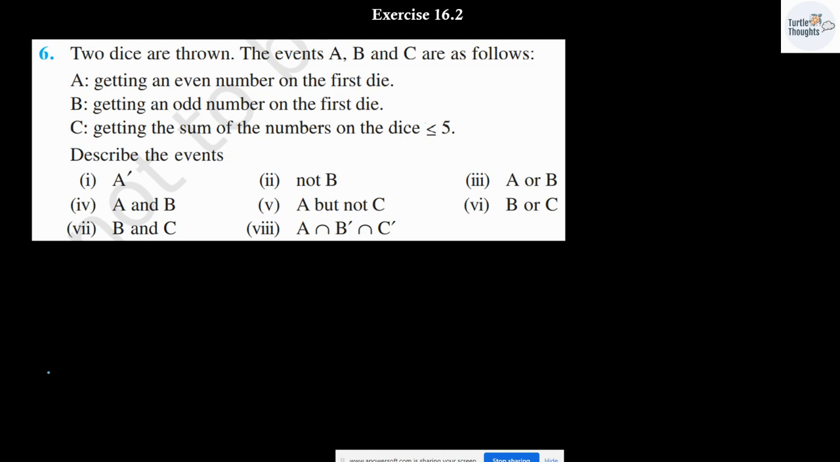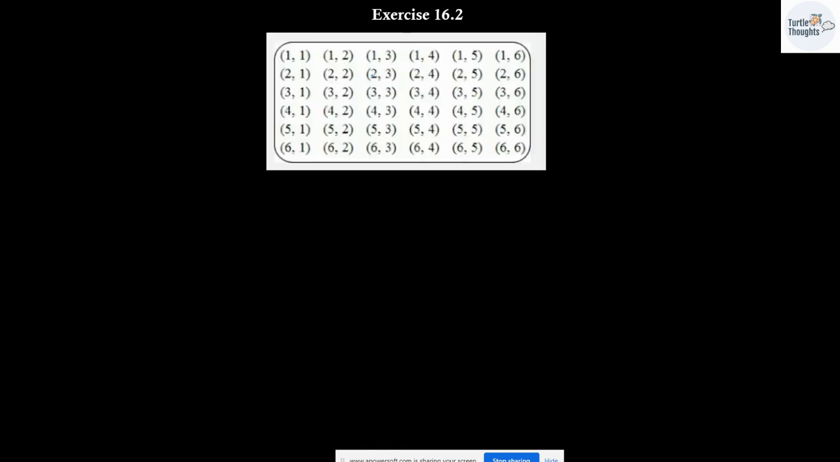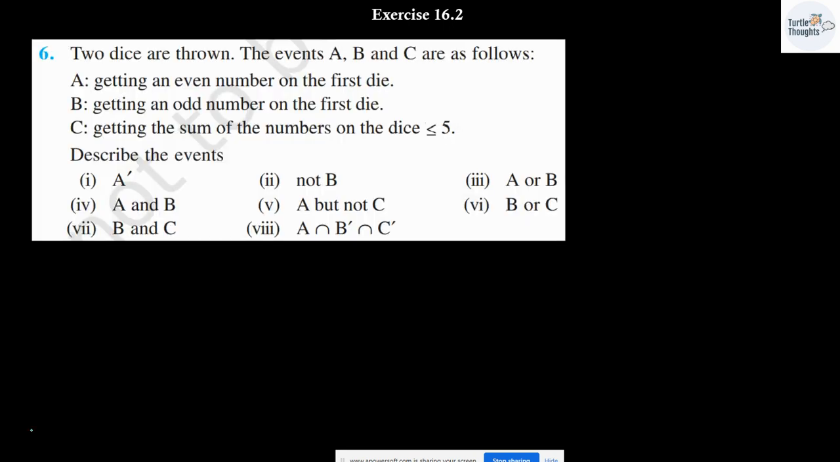Let me move on to the next question, number 6. Two dice are thrown. Events A, B, and C are as follows. A, getting an even number on the first die. B, getting an odd number on the first die. C, getting sum of numbers on the dice less than or equal to 5. First, let me start by writing the sample space. The sample space of the die when it is thrown two times is given by this table: 1 comma 1, 1 comma 2, till 6 comma 6. Let me start by writing event A.